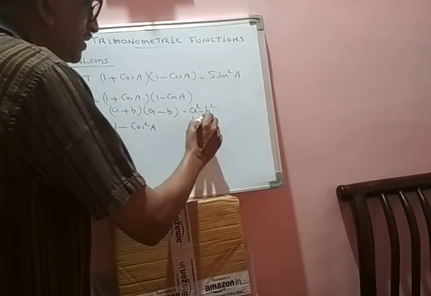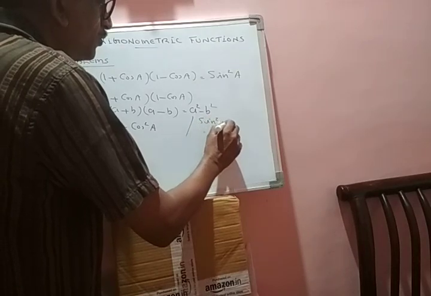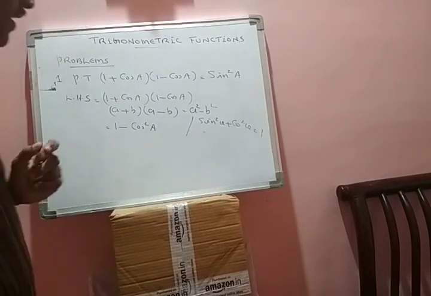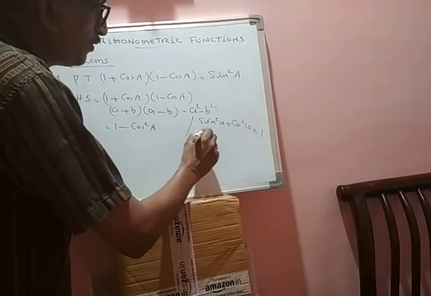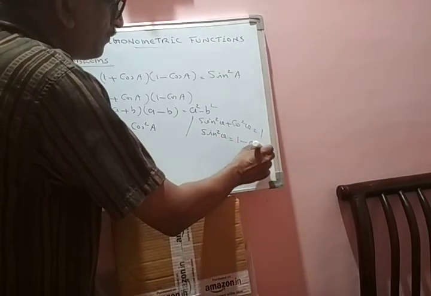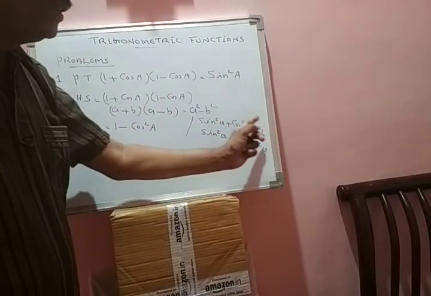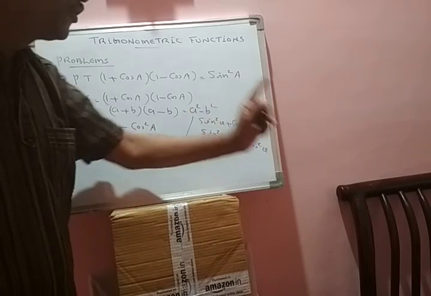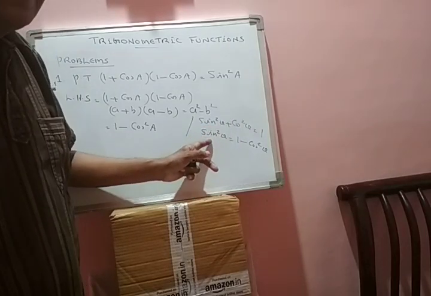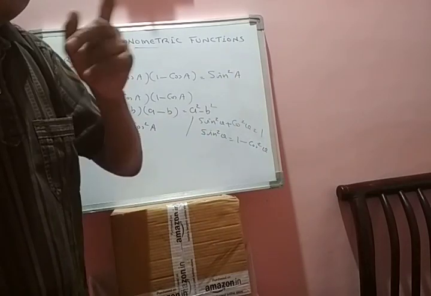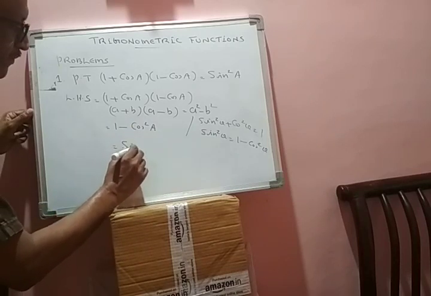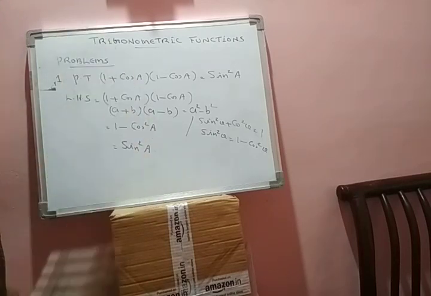We already got the result. Sin squared theta plus cos squared theta is equal to 1. Therefore, sin squared theta is equal to 1 minus cos squared theta. We transpose cos squared theta to the right side. Therefore, we get 1 minus cos squared theta on the right and sin squared theta on the left side. Therefore, 1 minus cos squared A is same as sin squared A. This is the answer.